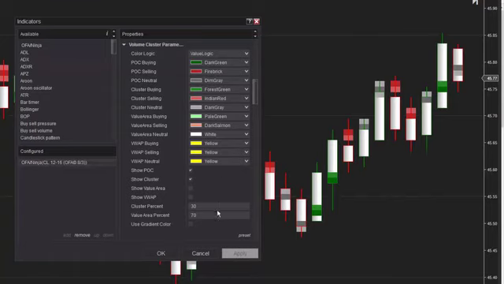Cluster and value area percent can be defined, and a gradient overlay can be added to the enabled variables. Preset defaults can be set up by clicking the Preset button and hitting Save.